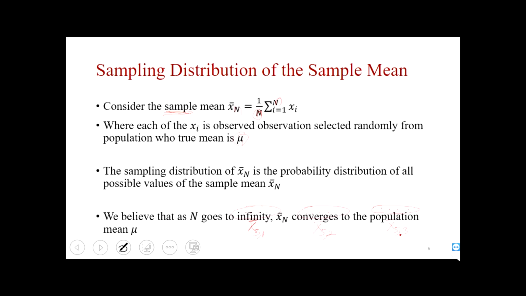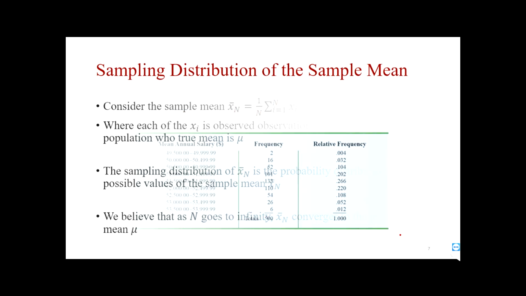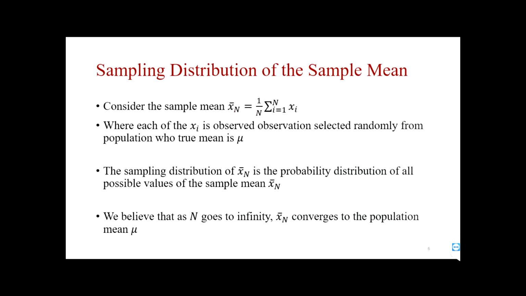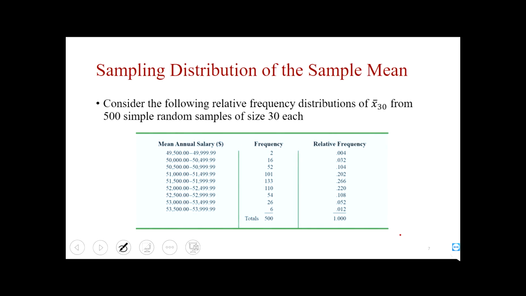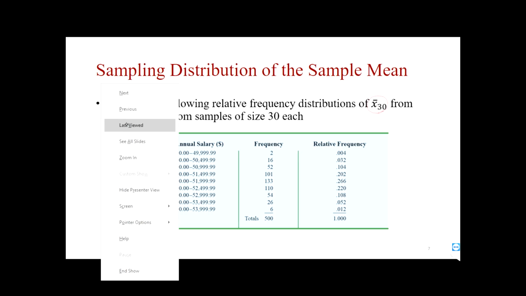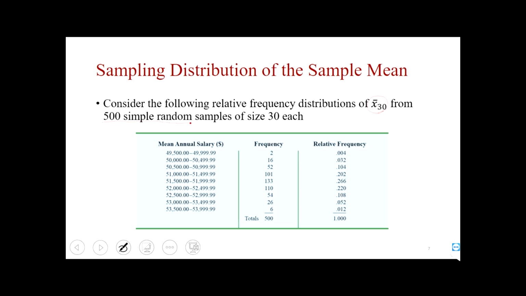We believe that as n goes to infinity, as your sample size grows, your x bars should converge to what? To the population mean. Right? So here what we have done, we consider the following relative frequency distribution of x bar 30. So we collected so many samples of 30 observations, and each time from that sample we calculated the average. So we have taken 500 simple random samples of size 30, and this was the annual salary.